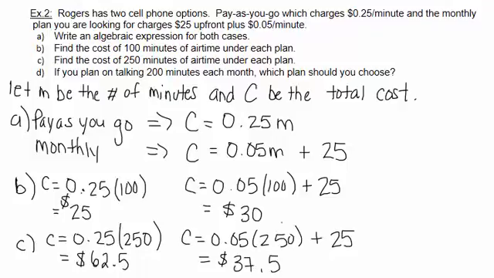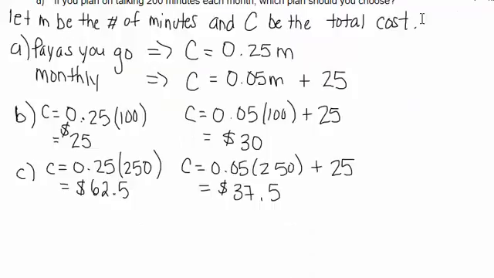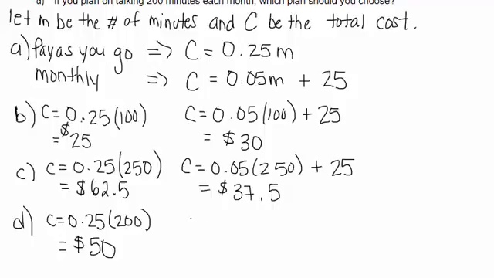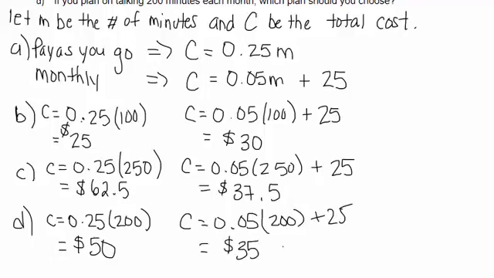So then part D says, if you plan on taking 200 minutes each month, which plan should you choose? So in order to answer this part D, we'll do the exact same thing, but we'll plug in 200 for the number of minutes. So the first plan at 200 minutes is going to be $50 per month. And the second plan at 200 minutes is going to be $35 a month. Therefore, this individual who plans on using 200 minutes a month should go with the monthly plan.